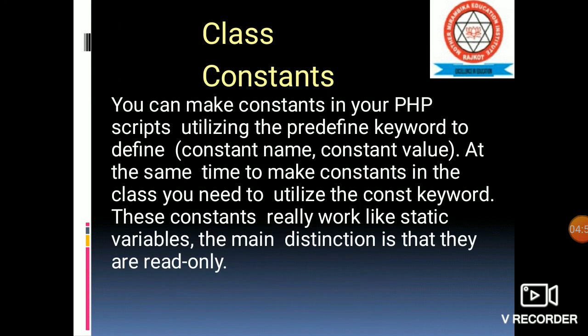Next is class constant. Constants are static variables or static properties whose value cannot be changed during the execution. You can make constants in PHP scripts utilizing the predefined keyword define. At the same time, to make constants in the class, you need to utilize the const keyword. These constants really work like static variables. The main distinction is that they are read-only.